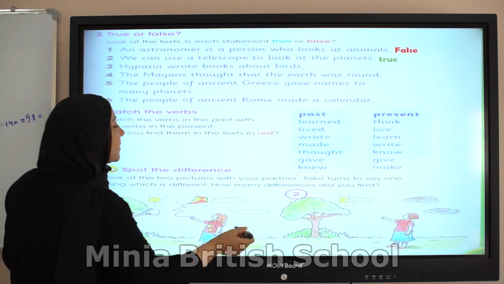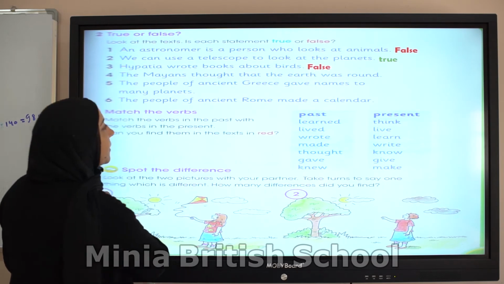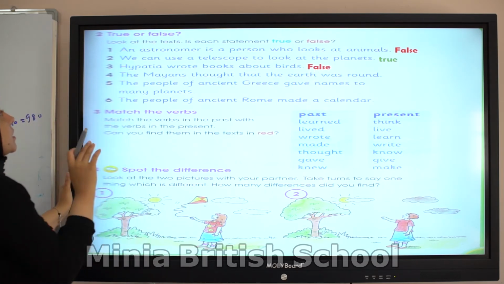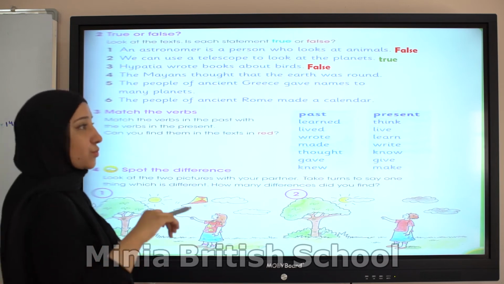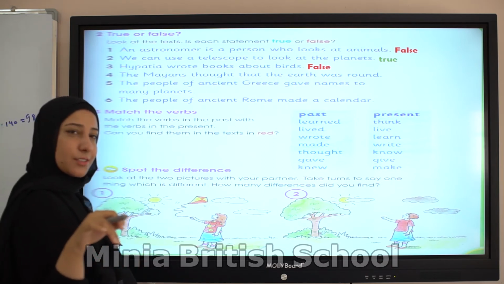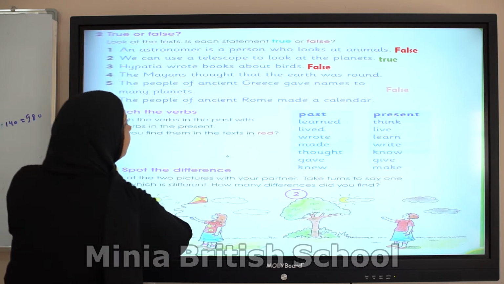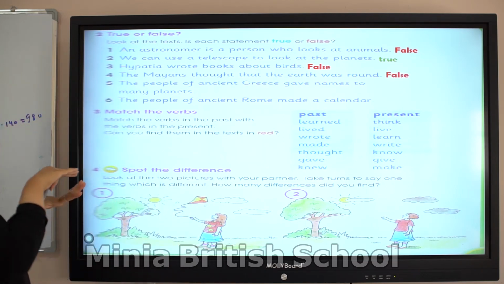Okay, Hypatia wrote books about birds. Excellent. It's about math and astronomy. It's false. Okay, number 4. The Mayans thought that the earth was round. Excellent. False. They thought it's flat.